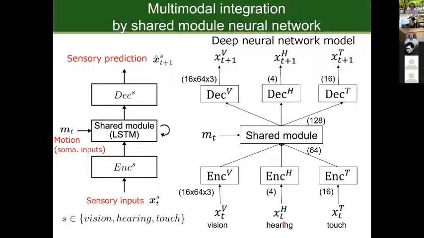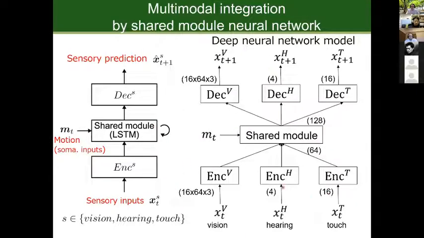First, let me explain the simple neural mechanism called a shared module neural network, modeled by a deep neural network. This figure shows the basic structure. The network receives the sensory inputs from each modality and predicts the future sensory inputs. Each modality has a different encoder and decoder, but they share this recurrent neural network module to predict. This can be a kind of constraint for learning.